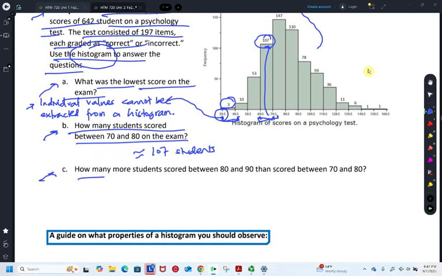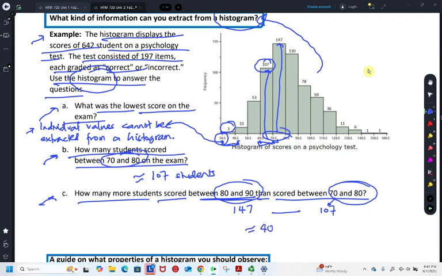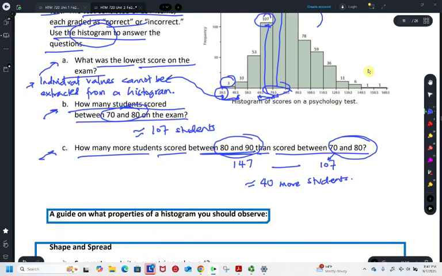Question C. How many more students scored between 80 and 90 than scored between 70 and 80? Earlier, we saw that those who scored between 70 and 80 were approximately 107 students. But between 80 and 90, there will be 147 students. So the difference would be approximately 40 more students scored between 80 and 90 than scored between 70 and 80.